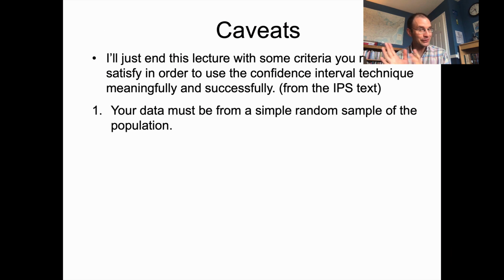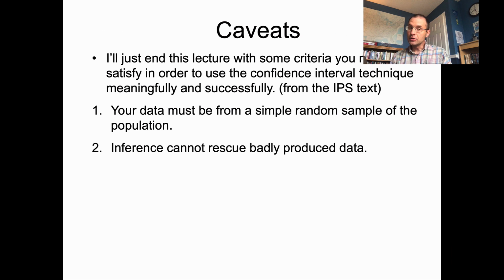And remember, that's an ideal we don't often meet, but it's one that should be in place for this to work as it's designed. Number two, inference cannot rescue badly produced data. This is going to be true across the board for everything we do from here on out through the rest of the semester. Make sure you design your study well to begin with, and then you can run meaningful stats on it afterwards. We're going to get into more and more sophisticated inferences as we go. This is just the start.